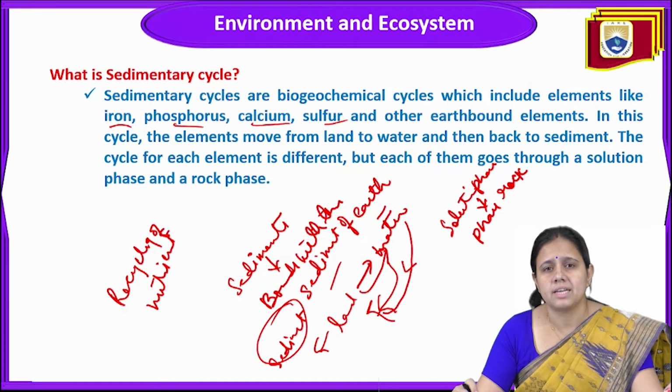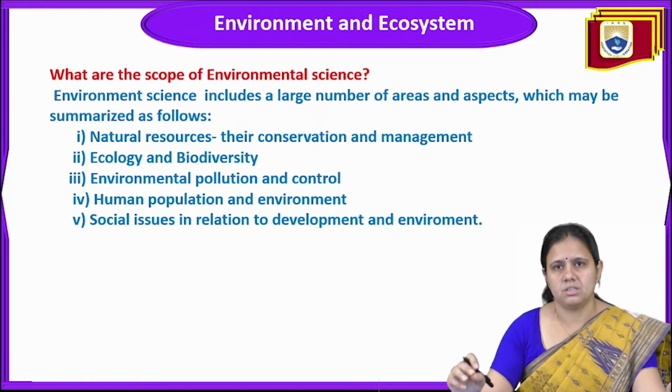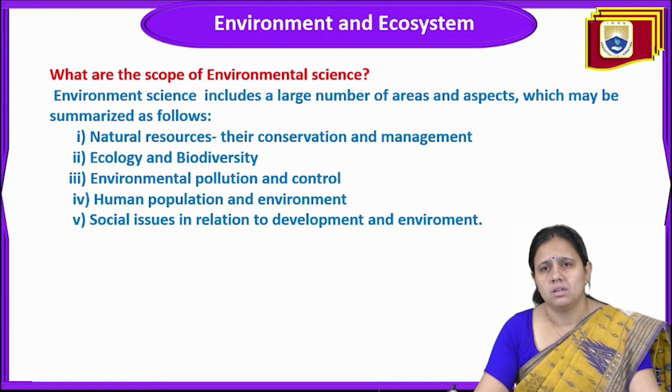And this sedimentary cycle, we can say an example of the sedimentary cycle is the sulfur cycle and phosphorus cycle, iron and calcium cycle. So this is about the sedimentary cycle. Now comes the next definition, that is a very common thing.